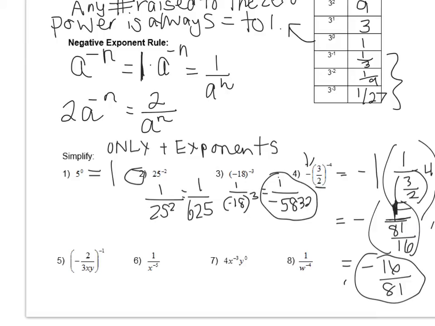So the next problem we're going to look at is number 5. Negative 2 over 3xy raised to the negative 1 power, which is going to become, to make that a positive exponent, we're going to have to write it like this, 1 over negative 2 over 3xy. And remember what we talked about in class, when you're dividing by a fraction, that's the same as multiplying by the reciprocal of that fraction. So your final answer becomes negative 3xy over 2.